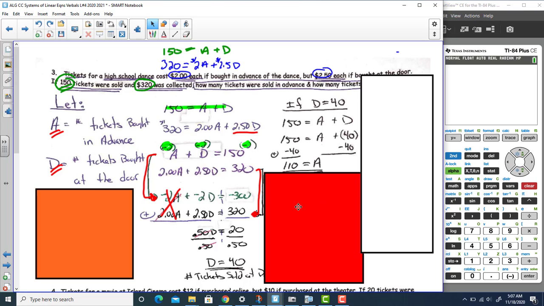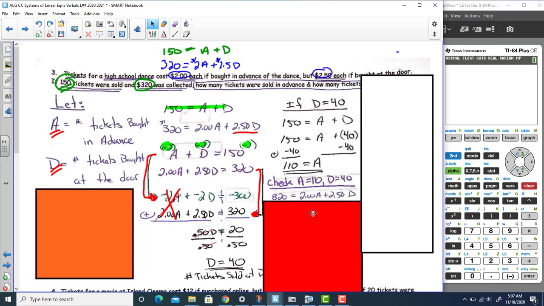The last thing I have to do is check my work. In checking my work, I want to make sure that I have the appropriate solution. So I'm going to take A and D, which I believe are 110 and 40 respectively, and substitute them into whatever equation I did not use to find the second variable, which often is the second equation, just the way that I typically try and solve my systems.